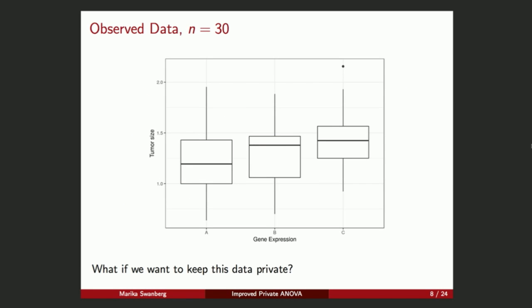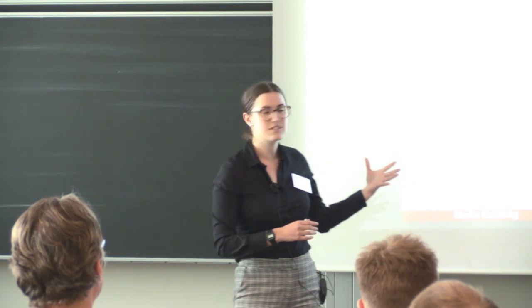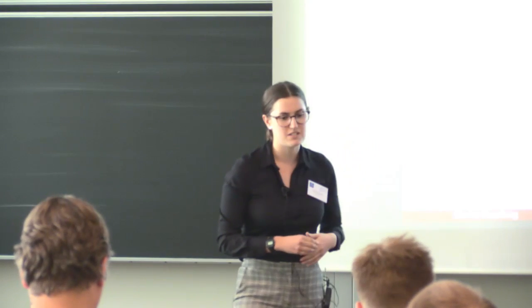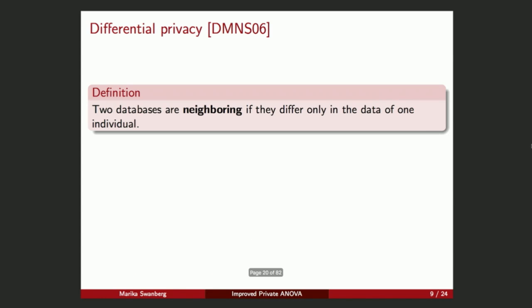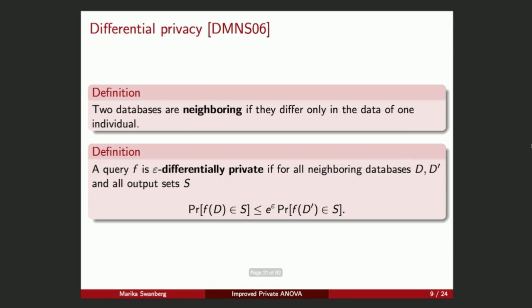So going back to this example, what if, as a researcher, I wanted to keep this data private but still study whether there's a link between gene expression and tumor size in cancer patients? So enter differential privacy. We'll consider two databases neighboring if they differ in one row. Here we're not talking about insertions or deletions, we're just talking about changes in the values. Differential privacy guarantees that the output of our private mechanism will be roughly the same for all neighboring databases, and how similar it is depends on our privacy parameter, epsilon.